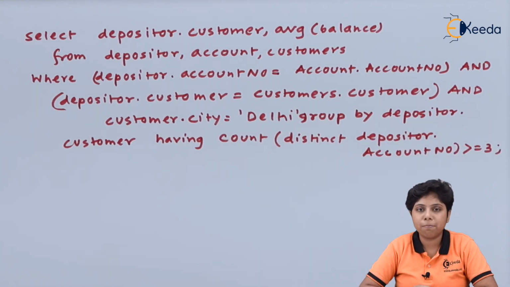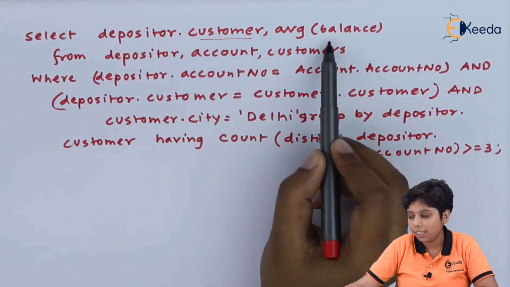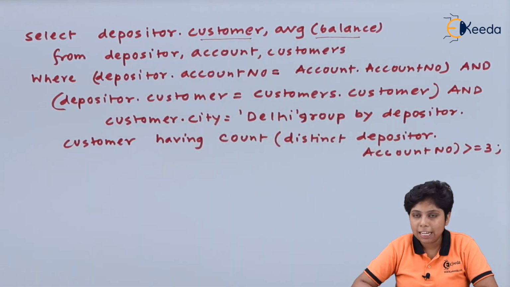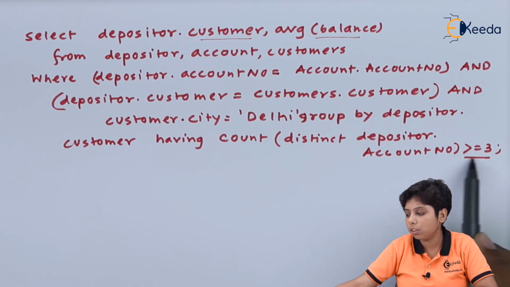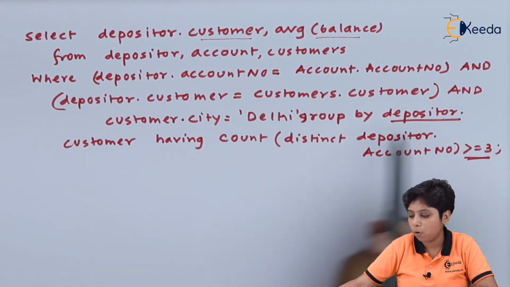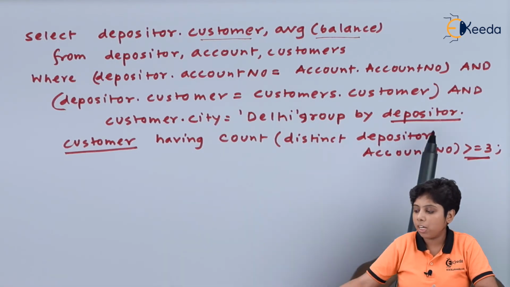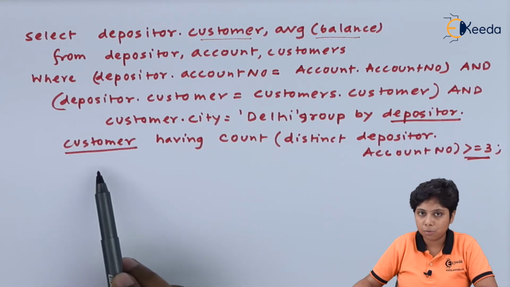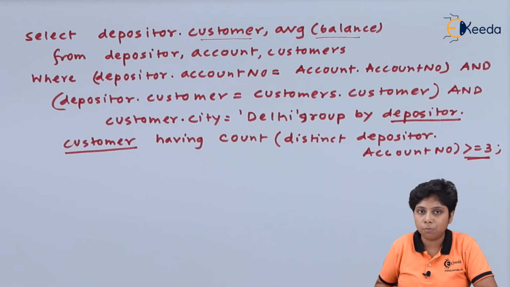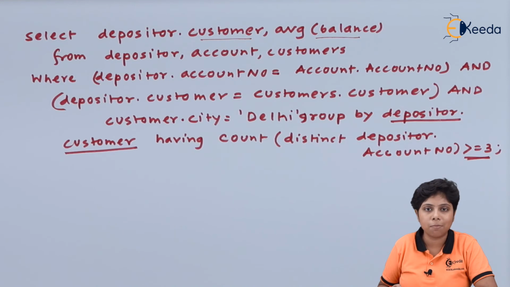So this query is a complex one. This will explain the customer and their average balance, if the customer has more than 3 accounts and it is grouped by the depositor.customer, that is, it is grouped by the customer name of that particular bank. So first we are grouping it according to the customer name, not the account number, because a customer may have more than 2 or 3 accounts in a bank.